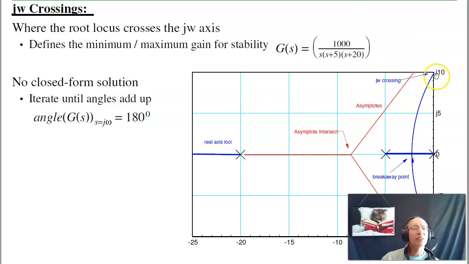And part of the reason there's no closed form solution is that the angle is actually the angle from the poles to your point on the root locus. I get 90 degrees plus the arctangent of x over 5 plus the arctangent of x over 20 equals 180. Solve for x. Arctangent is a nasty nonlinear function. It doesn't simplify. You really have to use numerical methods to find it.